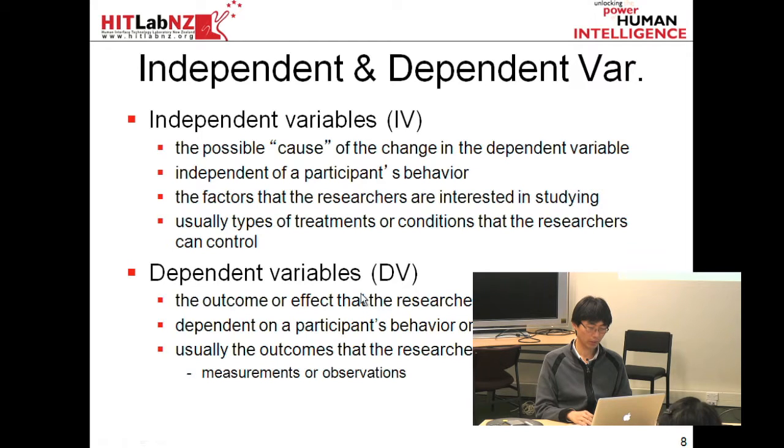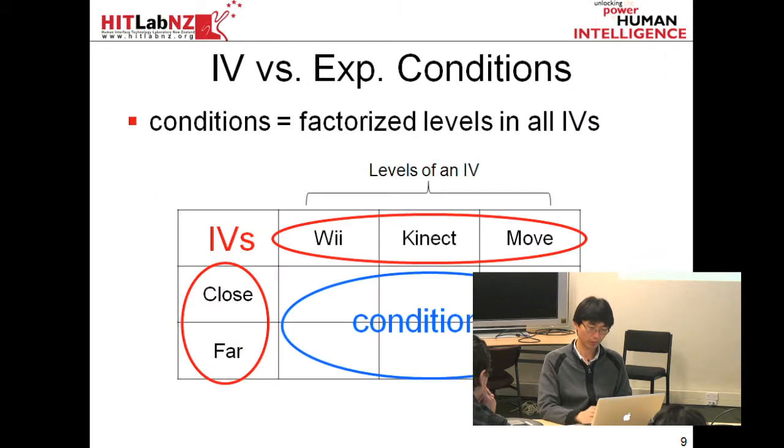And the dependent variable is basically the outcome or effect that the researchers are interested in. For example, the outcome is typing speed, like how fast they can type. It's called dependent because it depends on the participant's performance, right? What the participant does decides the time or the number of errors they make. So it depends on the participant's behavior. It's usually the outcomes that you need to measure, such as test completion time or number of errors they made. So those are basically independent and dependent variables.